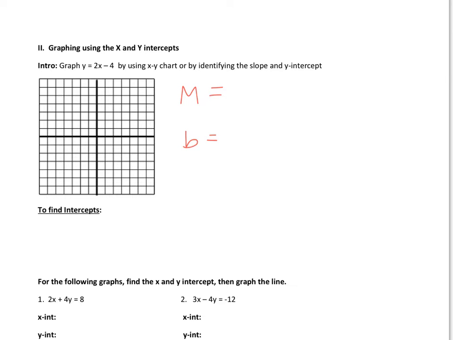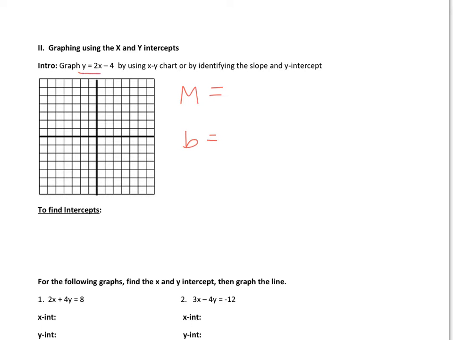All right, guys, for this video, we're going to go over the last method of graphing lines. We're going to find the x and y intercept, and we're just going to connect those 2 points. We're going to get our line. Before we do that, we're just going to use this as a little intro. Let's graph it the old way.